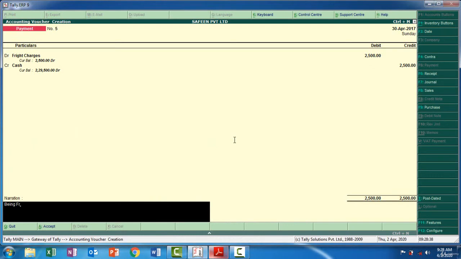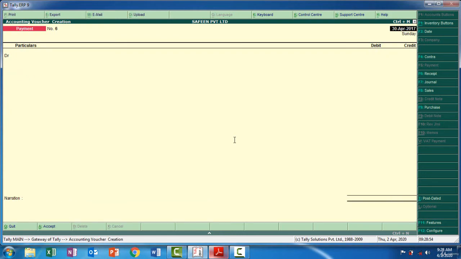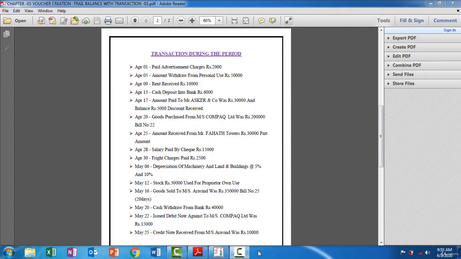So the narration is freight charge paid by cash 2,500. Then accept, yes. Now we are going to look at the next transaction.